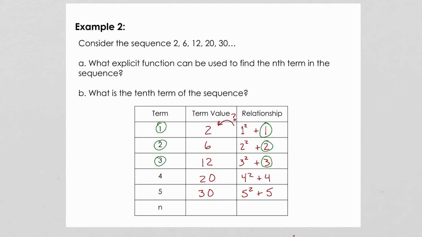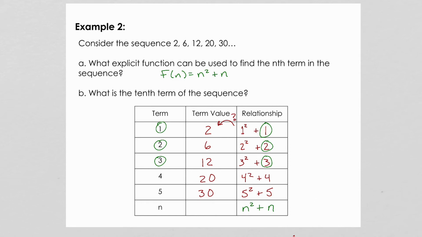So how could we write that for n? Well, I know I have to square the n, and then each time I'm adding the term number to the n squared. So my function could be n squared plus n. And you can write it like this: f of n equals n squared plus n. Of course, you could also use an x.